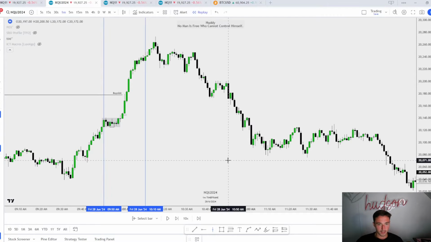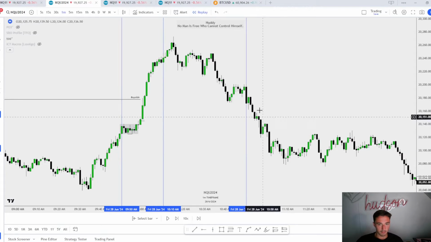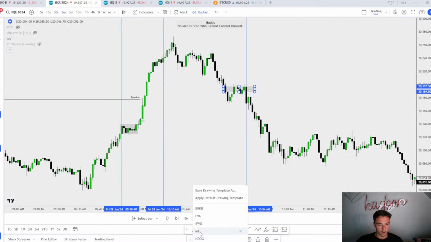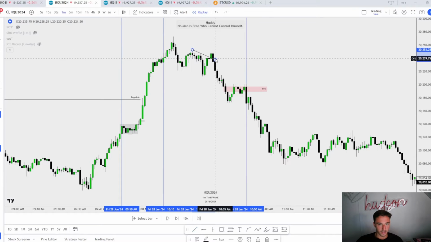So 10:50 opens up right here. What happens? 10:50, move lower. Where are we in the charts? Right in this imbalance. So we are holding bearish order flow. We created an SMT at this high right here.